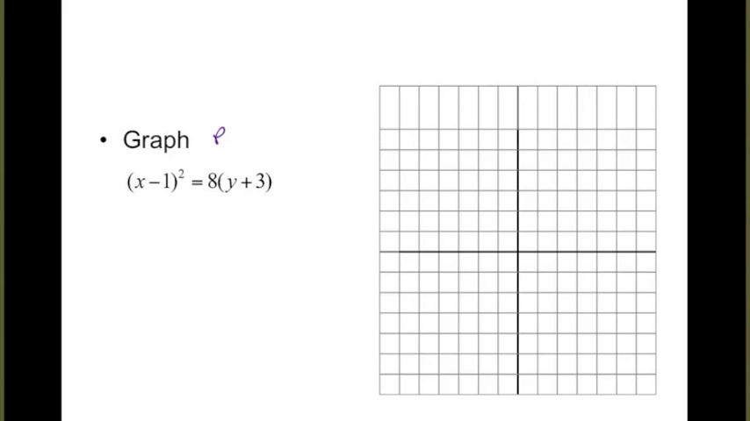So this one's going to be a parabola again because only one of the letters is squared. Is it going to be a horizontal or a vertical? Vertical because the x is squared. So in the chart, x being squared falls under the vertical. Where's the vertex going to be? 1, negative 3. Opposites of the stuff in the parentheses. So 1, negative 3 is going to be our vertex.